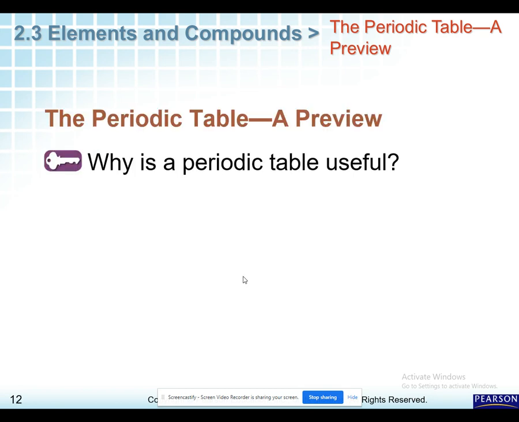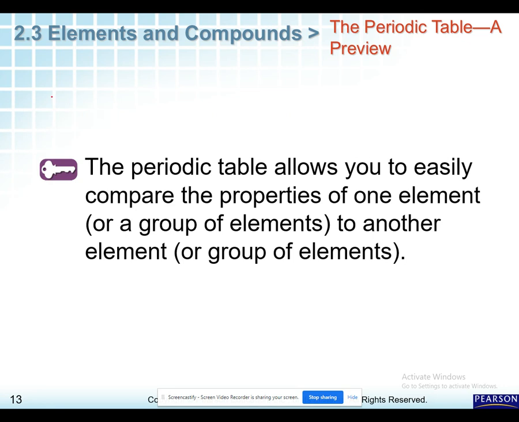So why is it actually useful? Since the periodic table is actually based on properties, it allows you to compare the properties of elements to one another. So for example, I can look at calcium, and since it's in a certain group, know it has certain properties. And then I can compare it to, like, chlorine.